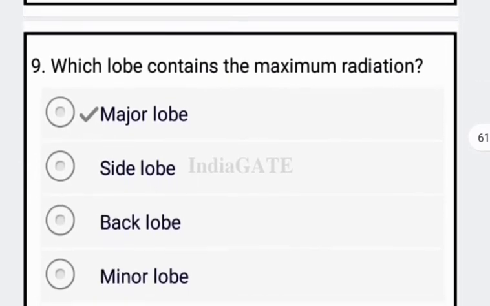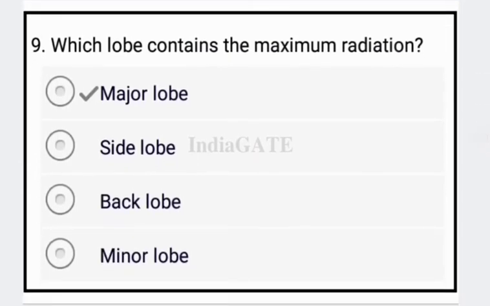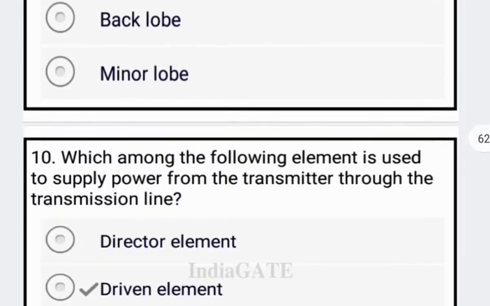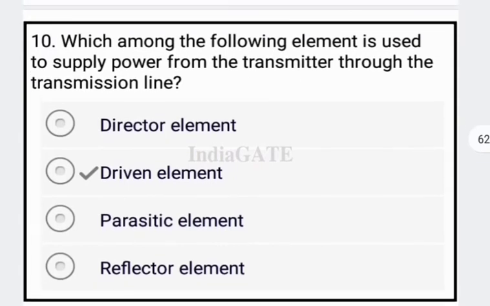Next question: which lobe contains the maximum radiation? The major lobe contains the maximum radiation. Option A is your correct answer. Next question: which among the following elements is used to supply power from the transmitter through the transmission line? So the correct answer for this question is driven elements. Okay, now next question.